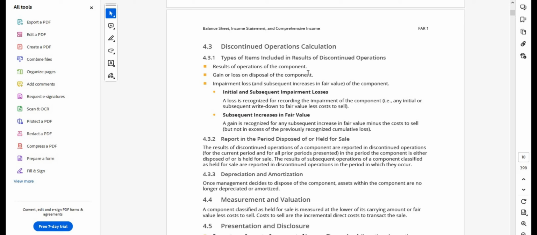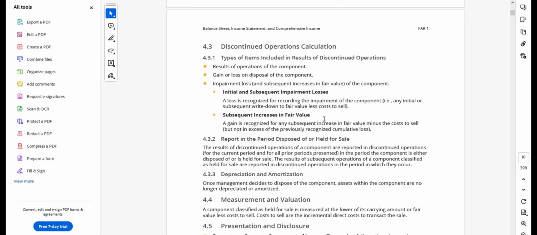How do we calculate discontinuing operation? Types of items included in results of discontinuing operations: result of operations, gain or loss on disposal, impairment losses. So initial and subsequent impairment losses. A loss is recognized for recording the impairment of the component, that is any initial or subsequent write down to fair value of the asset is to be considered as impairment loss.